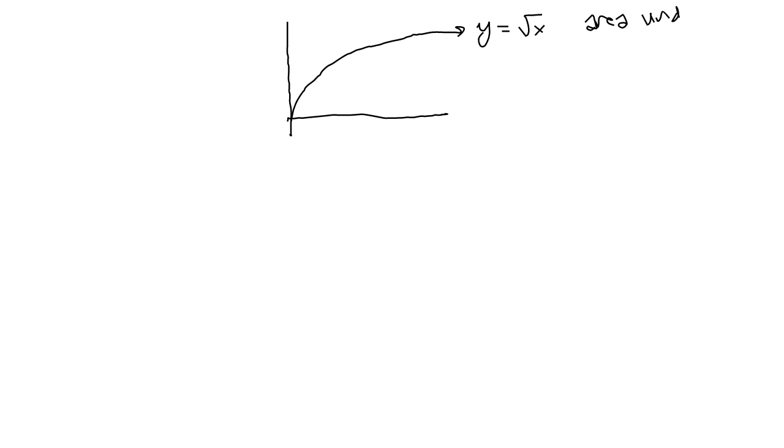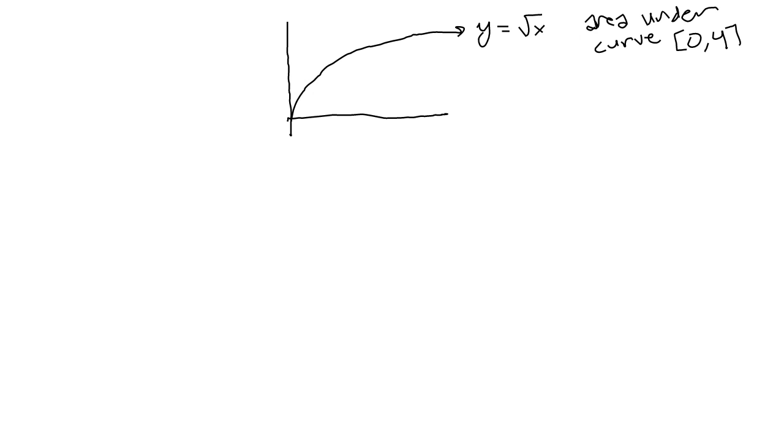In this one, we're going to have the graph. Let's draw our graph. Our graph is going to be the function y equals the square root of x. And let's say we want to find the area under our curve, y equals square root of x, from the interval 0 to 4.